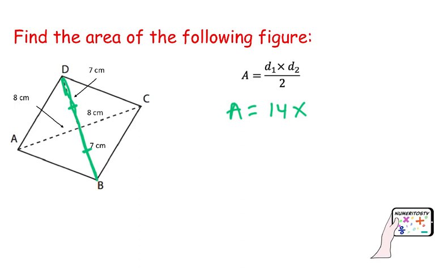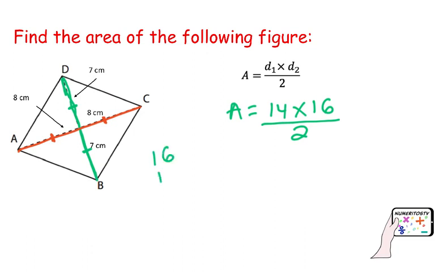And I am going to multiply it times the other diagonal. So we can see that this little piece here is 8. The other one is also 8. Remember, diagonals bisect each other. So this diagonal, the second diagonal, is going to be 16 centimeters. So I'm just substituting my values in the formula. 14 times 16, and at the end, don't forget to divide by 2.